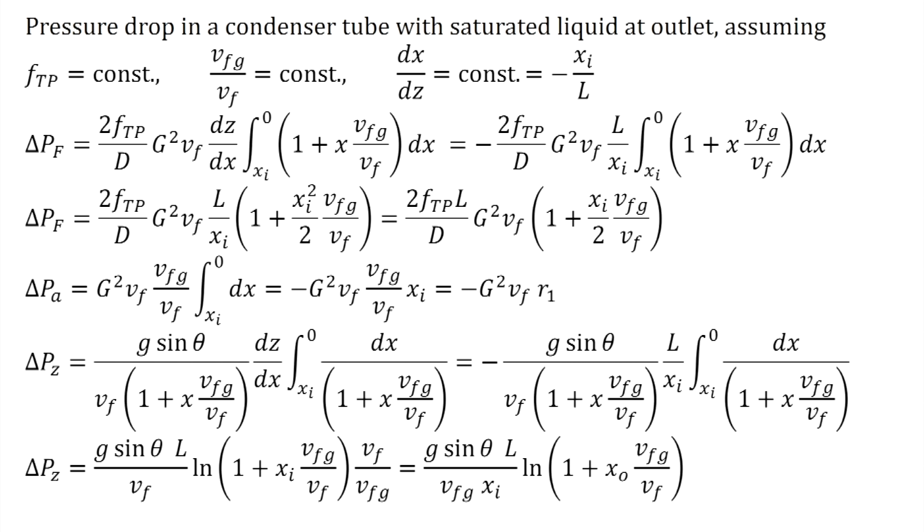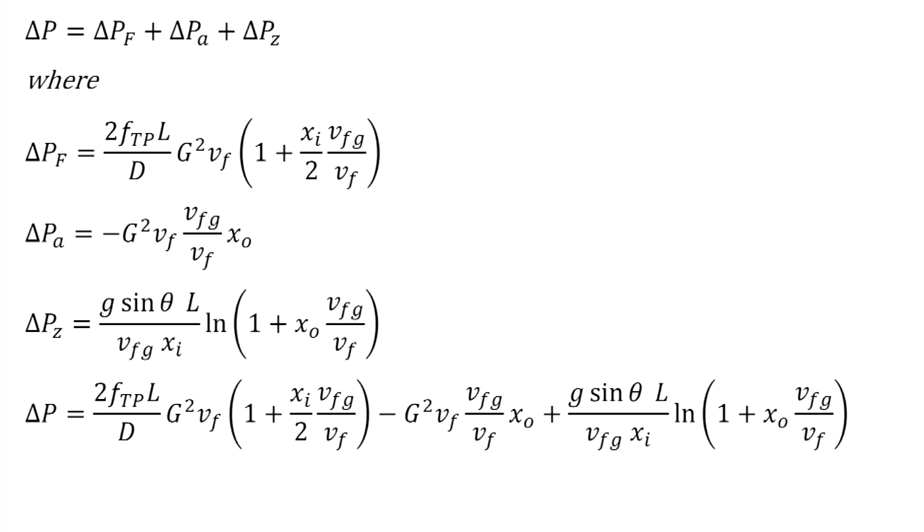The pressure drop due to gravity is also similar to that for the case of evaporator, and we get the integral of Xi to 0 dx upon 1 plus x Vfg by Vf, and after integration we get a logarithmic expression. So, finally, we get the pressure drop as delta Pf plus delta Pa plus delta Pz, where delta Pf is equal to 2 FTP L by d g square Vf, 1 plus Xi by 2 Vfg by Vf, delta Pa is equal to g square Vf Vfg by Vf Xi.